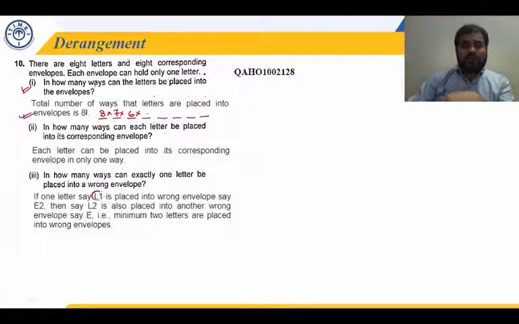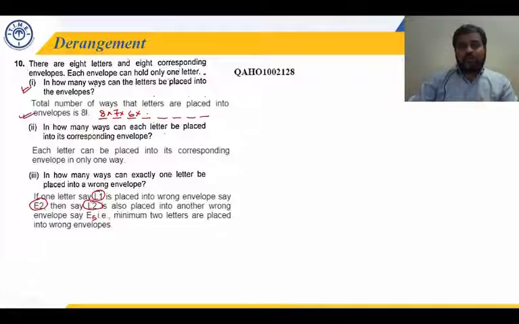So L2 will automatically go into an incorrect envelope. L1 already went into an incorrect envelope, and correspondingly L2 will also get into an incorrect envelope because L2 cannot get into E2 now. E2 has already been occupied. So L2 is also placed into another wrong envelope, let's say E5. It can be any of E3, E5, E7, anything. But L2 will definitely not go into E2 because E2 has already been occupied by L1. So L1 went into an incorrect envelope and L2 is also getting into an incorrect envelope.